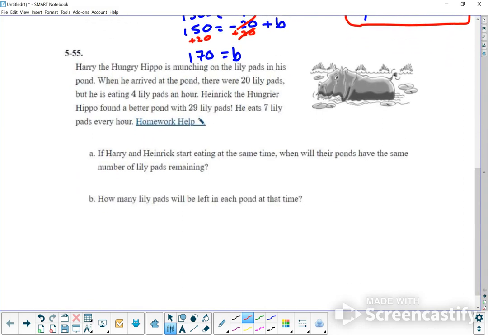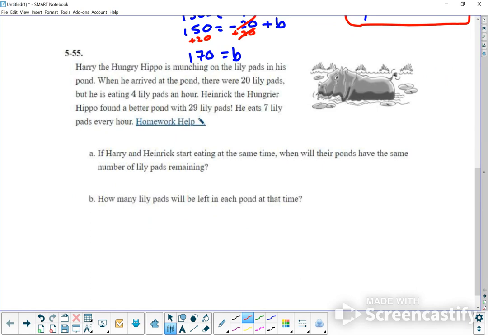The last one. Harry the Hungry Hippo is munching on some lily pads in his pond. When he arrives at the pond, there are 20 lily pads, but he's eating 4 lily pads per hour. Heinrich the Hungry Hippo found a better pond with 29 lily pads. He eats 7 lily pads per hour. Okay, so you can do this a couple different ways. This is just 2 different ponds. You can write it as a pattern. You can write it as an equation. Whatever you want to do.